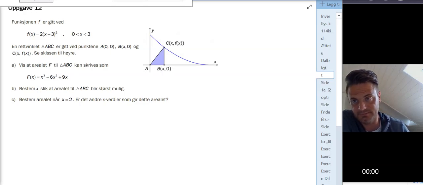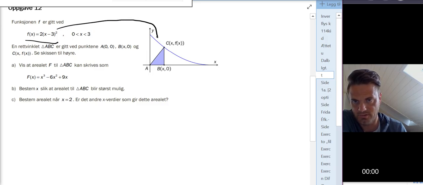Exercise 12, quite a difficult exercise. This is actually an RN exam question, but it's a nice exercise. It's actually an optimization exercise. And we have this function here, which is this blue graph, like this.